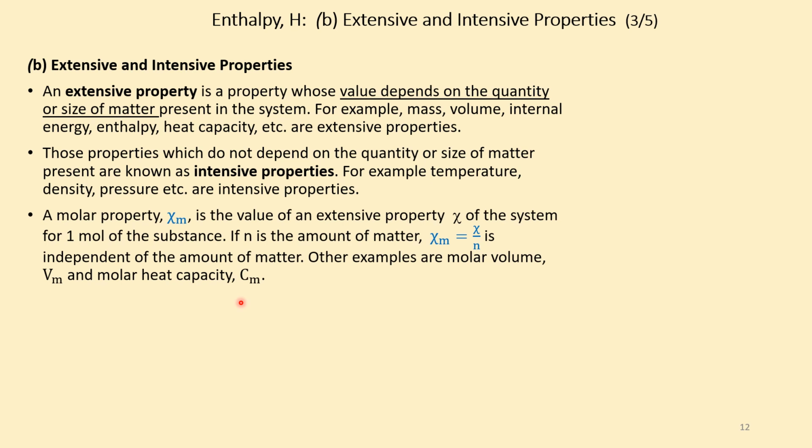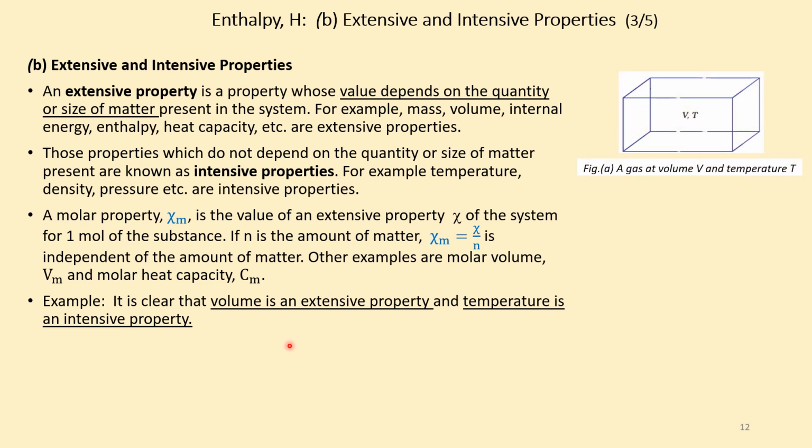A molar property Xm is the value of an extensive property X. This is also sometimes spoken as X subscript m. So a molar property Xm is the value of extensive property X of the system for 1 mole of substance. This symbol is also called chi, the Greek letter chi. So some books say X and some books say chi. If n is the amount of matter, Xm is equal to X by n, which is independent of the amount of matter. Other examples are molar volume Vm and molar heat capacity Cm.